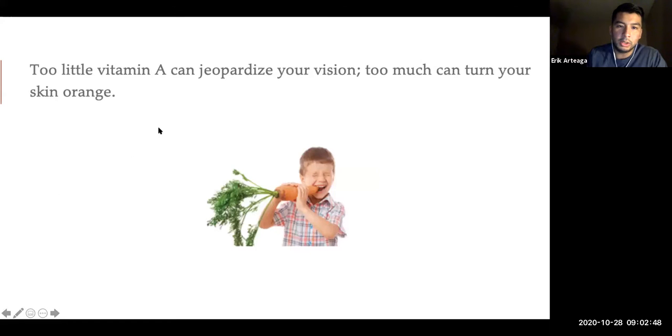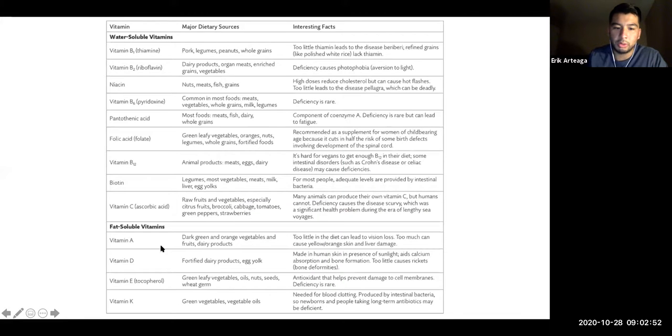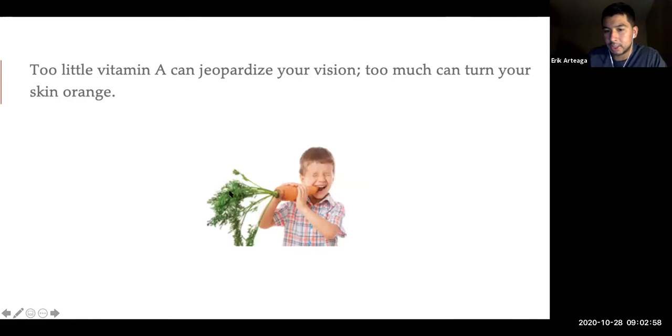Okay. So too little vitamin A can jeopardize your vision. Too much can turn your skin orange. So remember, vitamin A is fat soluble, so it will stick around. You don't just pee this out. This can stick around in your body and actually cause a toxifying event.